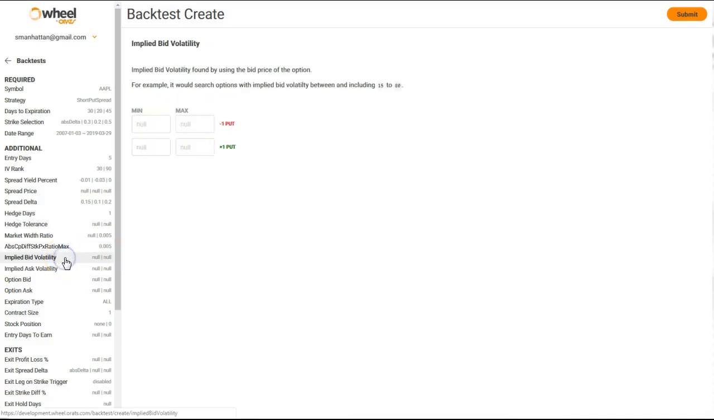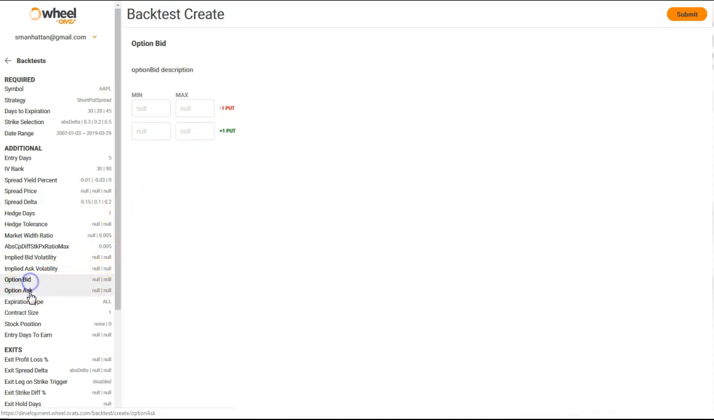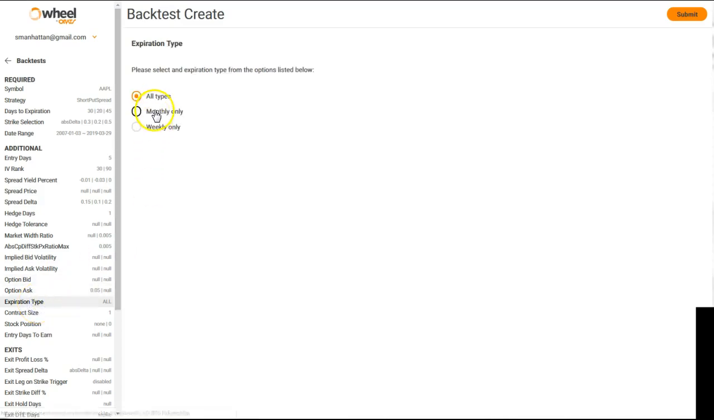The implied bid volatility and the implied ask volatility. If it's a very wild stock, you might want to set a higher number on that particular reading. The bid and ask, so maybe you might not want to trade anywhere that there's no bid, in which case you might put 0.05 and 0.05 here. Expiration types, we're going to use all, but that could be not using the weeklies, or only using the weeklies, only using the monthlies, or using all of them.